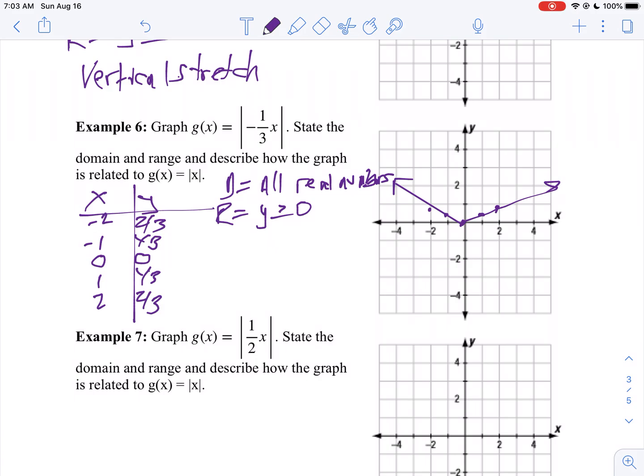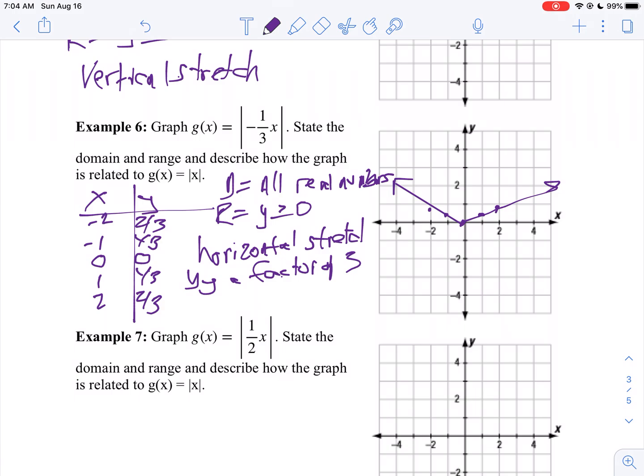This is what we would call a horizontal stretch when it's inside. When you're doing a translation or when you're putting numbers inside the absolute value, it's going to be horizontal. And what happens is I'm taking my negative 1/3 and I'm flipping it. So I'm doing a horizontal stretch by a factor of 3. And we're flipping it over the y-axis, but you can't tell because we're doing absolute value.